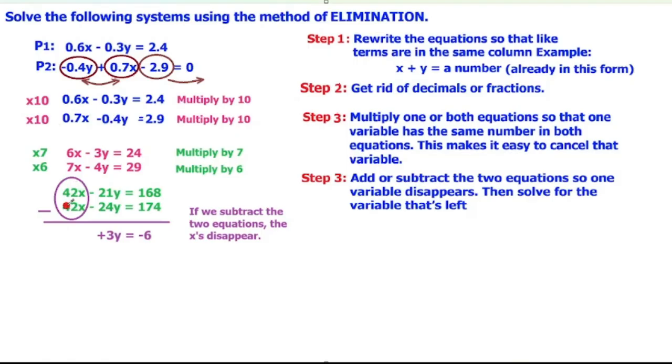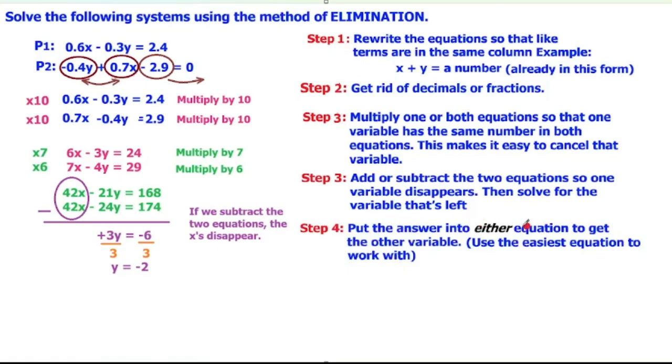So 42x minus 42x is 0x. Negative 21y plus 24y, because when you do negative with a negative, this becomes positive. We're left with 3y. 168 minus 174 equals negative 6. Now we divide both sides of the equation by 3 so that we could further isolate for y. We want to find what y is. So y equals negative 2.